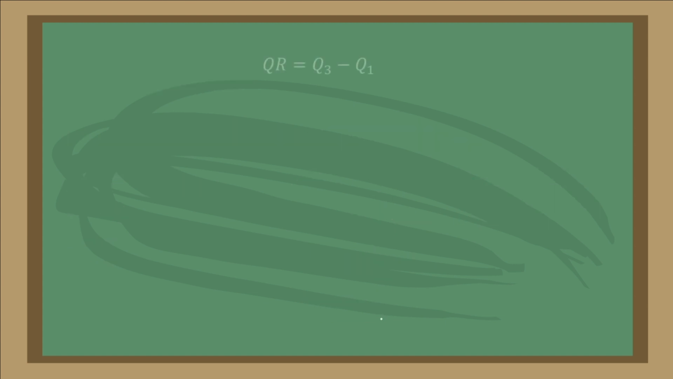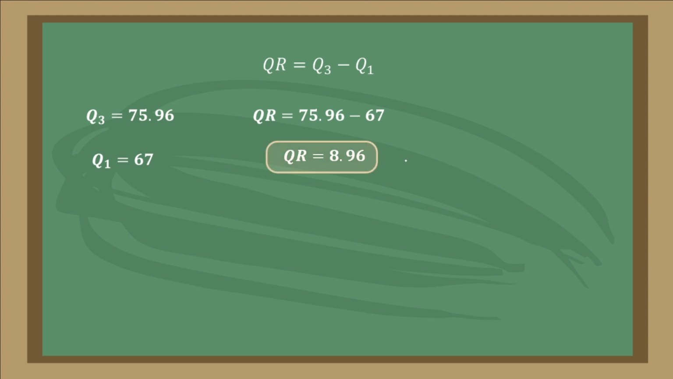Okay, so let us now solve the interquartile range. So the formula is Q3 minus Q1. So the value of our Q3 is 75.96 and our Q1 is 67. Now we are just going to subtract Q1 from Q3. So that means IQR is equal to 75.96 minus 67. Then our answer is 8.96. So this is now our interquartile range.